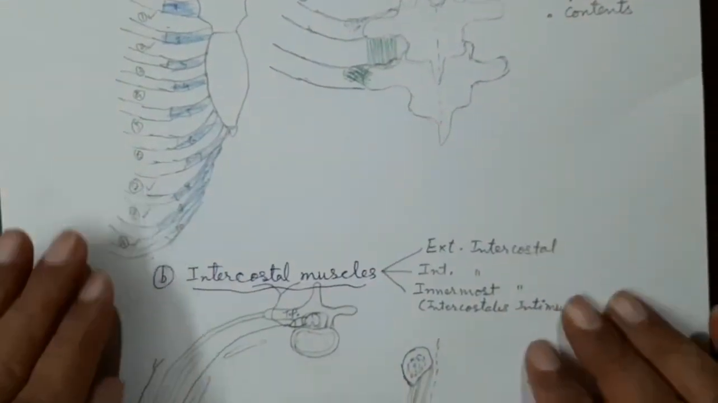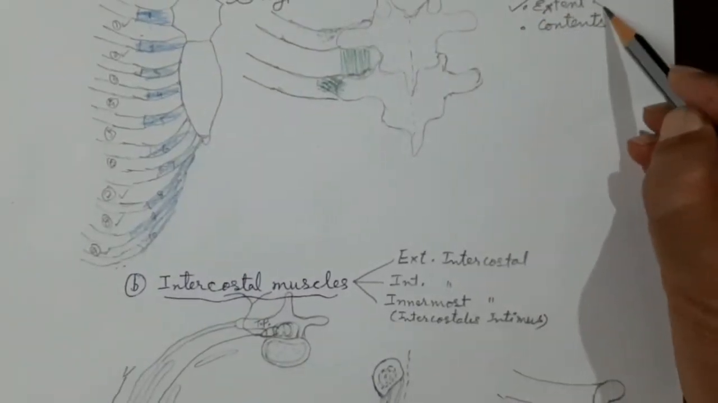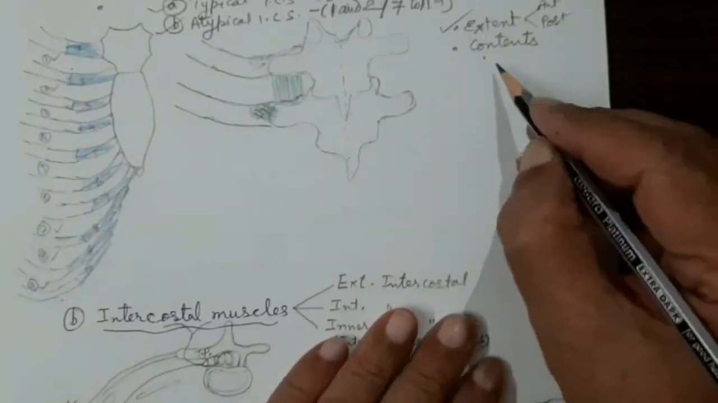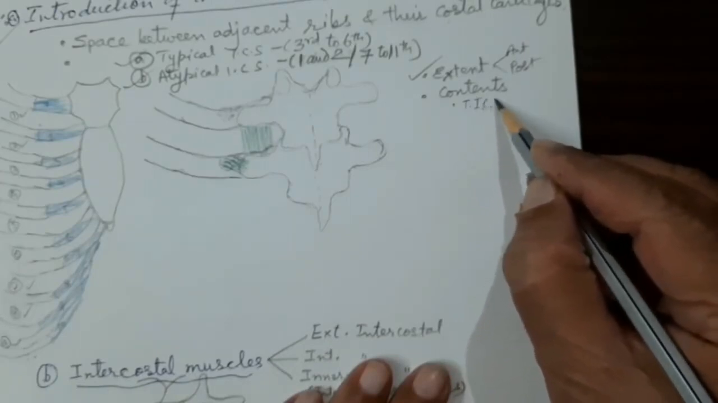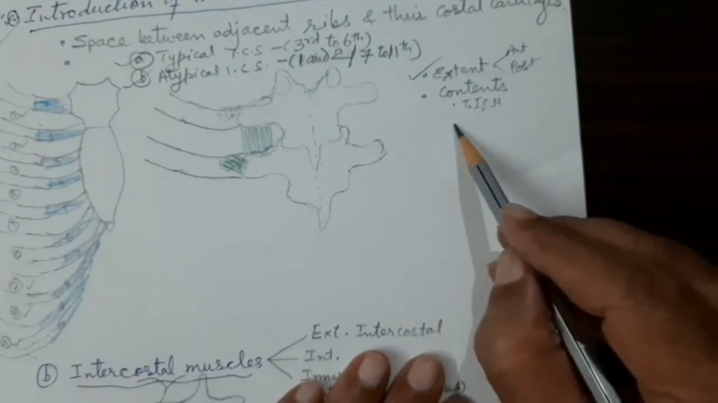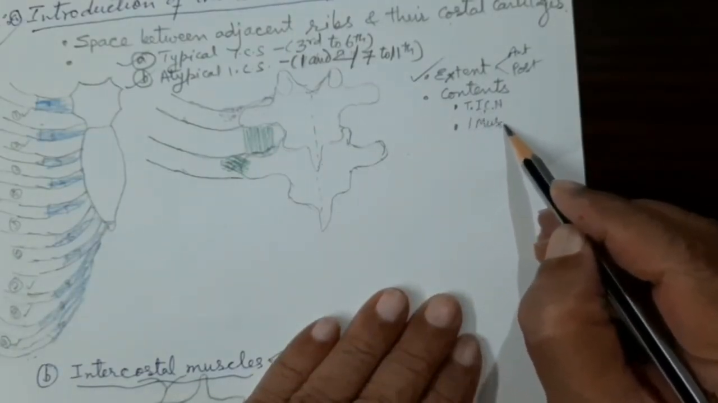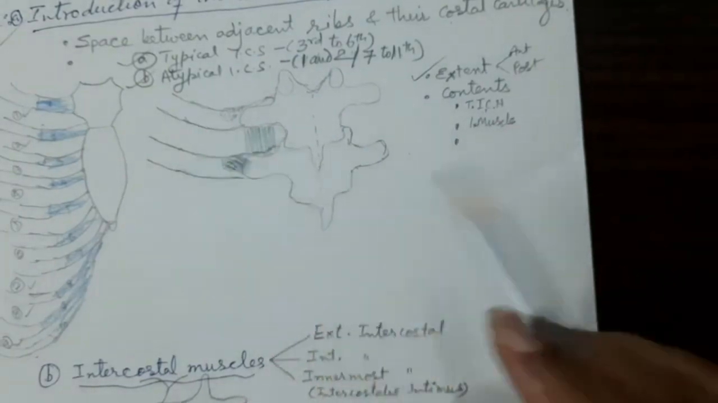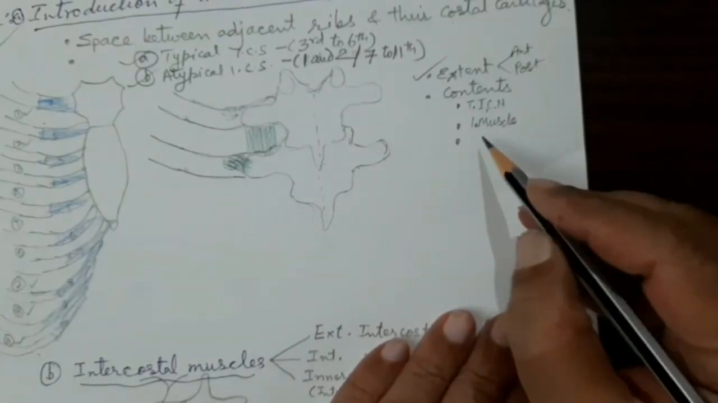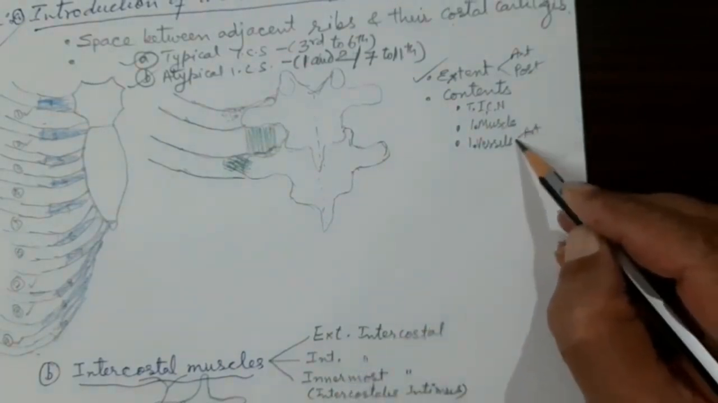Let us see now the contents of an intercostal space. We have learned the extent, both anterior and posterior. Let us see the contents. The contents are a typical intercostal nerve. I have written inside, you please write the full name, typical intercostal nerve, and we will learn what a typical intercostal nerve is. Then the intercostal muscles. Intercostal muscles are also contained between the two adjacent ribs or costal cartilages. The third content will be the intercostal vessels, that is the intercostal artery and the intercostal vein.